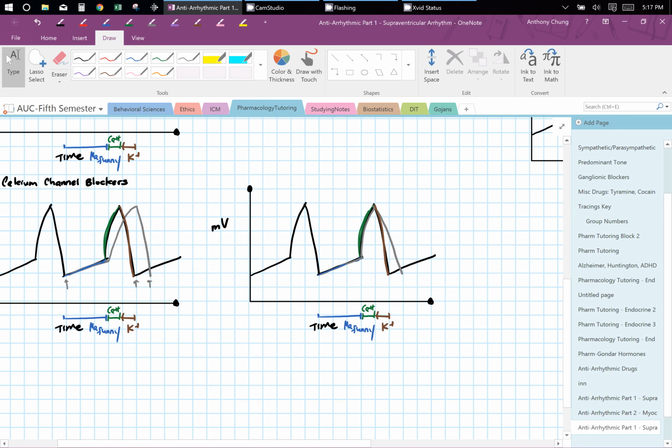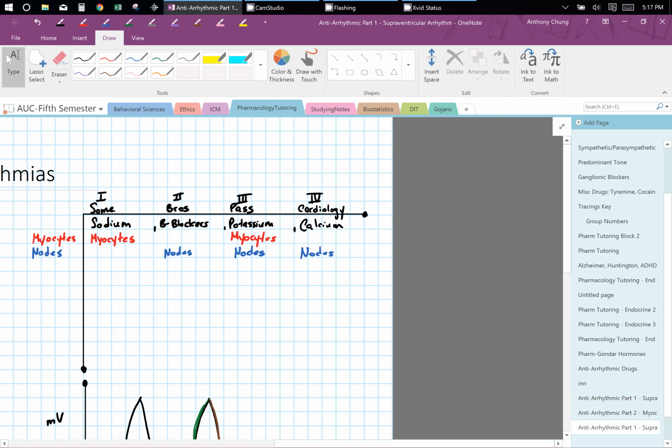Got it so far? If a patient has atrial fibrillation, what can you use? Pros past cardiology. You can use all of them, technically. Atrial flutter, what can you use? Pros past cardiology. Beta blockers, potassium channels, calcium channel blockers.